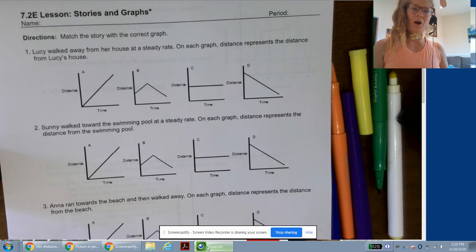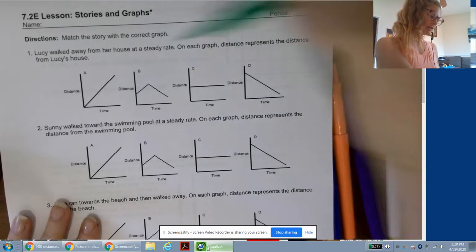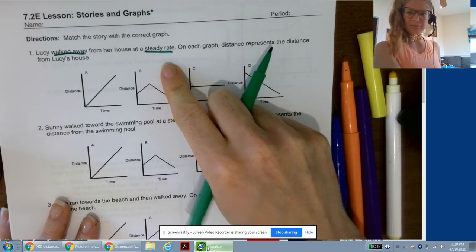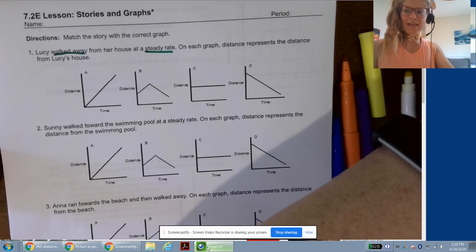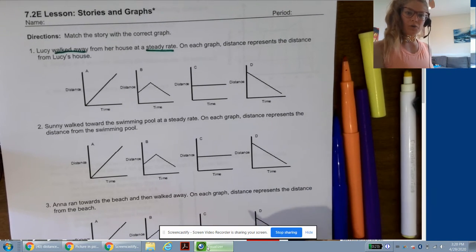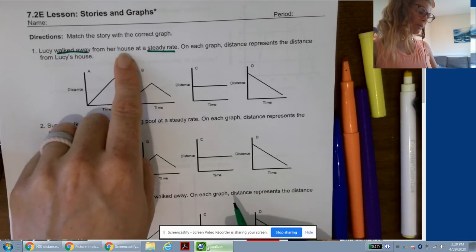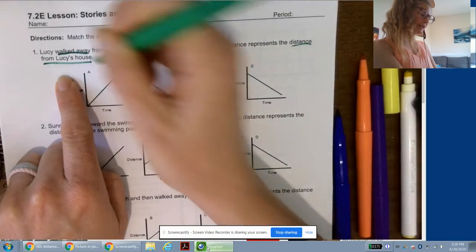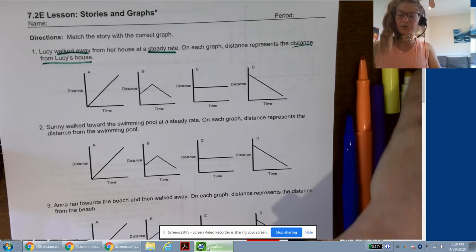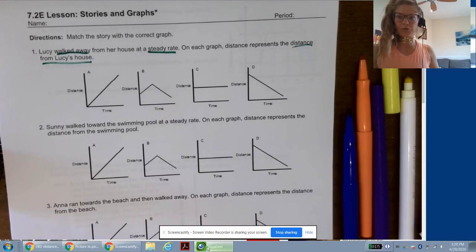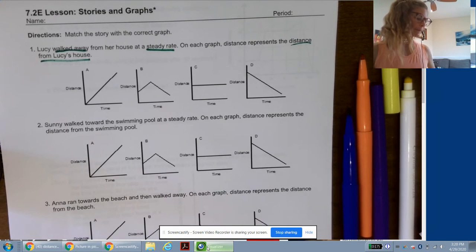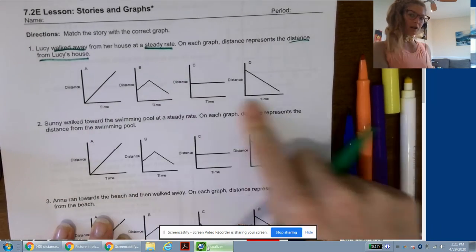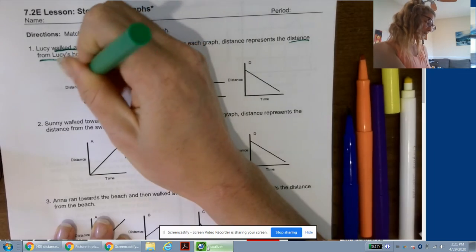Lucy walked away from her house at a steady rate. She walked away at a steady rate. That lets me know it's probably something linear. And then we also are told that she's walking away from her house, and the distance represents the distance from Lucy's house. So as she walks away, is she getting closer to her house or farther away? She's getting farther away. So the correct graph here is going to be graph A. You guessed it. Very good.